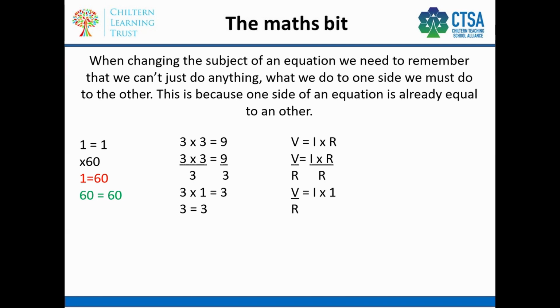And earlier we said 3 times 1 is equal to 3, so that means I times 1 is going to be equal to I. So we can simplify that further still, and we end up with the expression V divided by R is equal to I. And you can see we've now successfully rearranged our equation, or changed the subject to I by leaving I on its own.